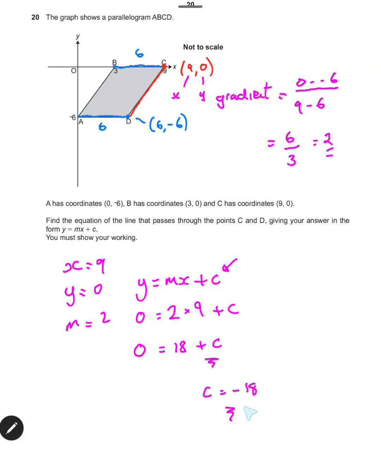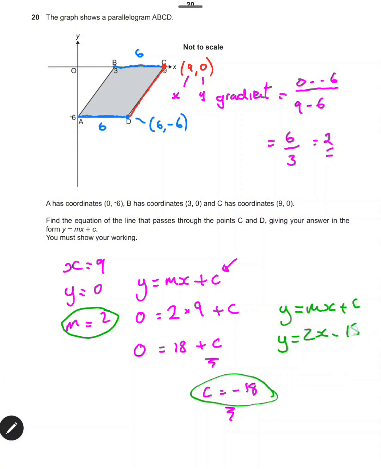We've now got the missing piece to this puzzle. So what I'm going to do is circle my gradient, circle c, and we go right back to y equals mx plus c. The y and the x stay as they are now. m is 2, and c is minus 18. There's the equation of the straight line.